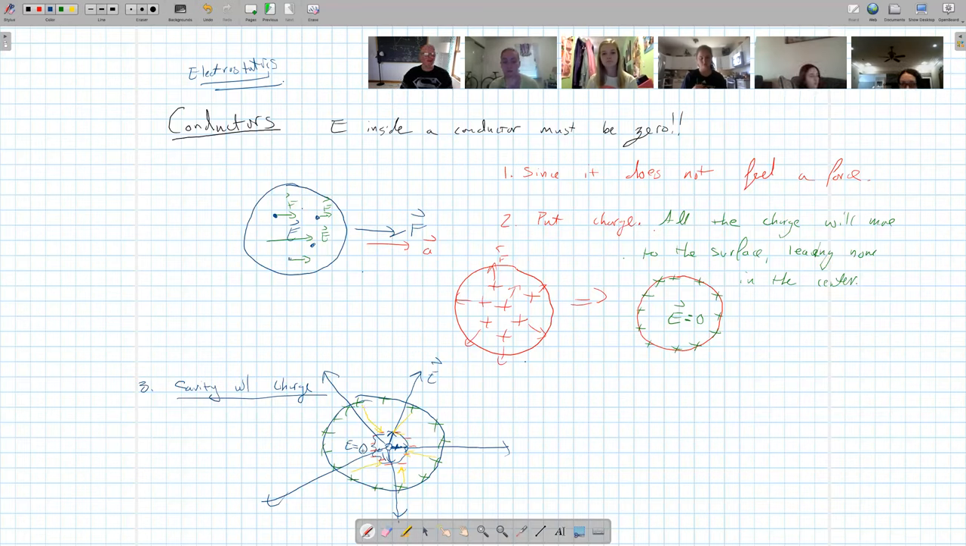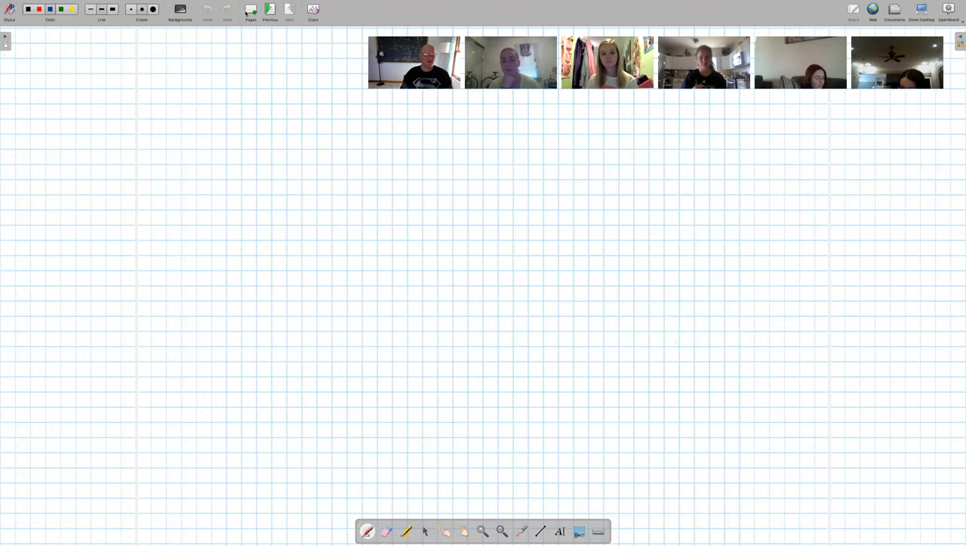So the last thing we want to talk about in this chapter is what are called electric dipoles. So let's talk about a dipole. Electric dipoles. So what's a dipole? A dipole is two charges of equal magnitude, but opposite in sign. So let's say this is minus Q and this is positive Q, separated by a distance of D. So let's say this is our distance D.